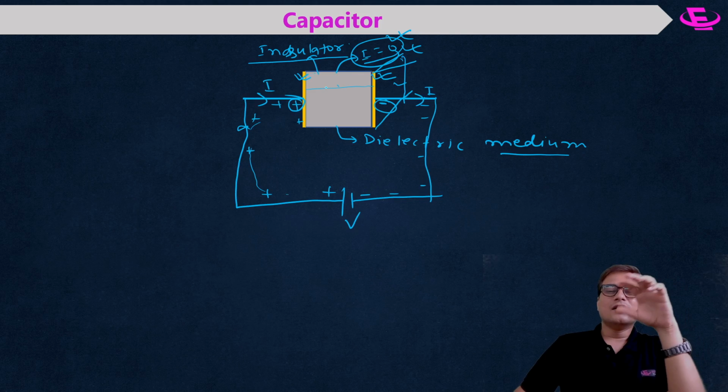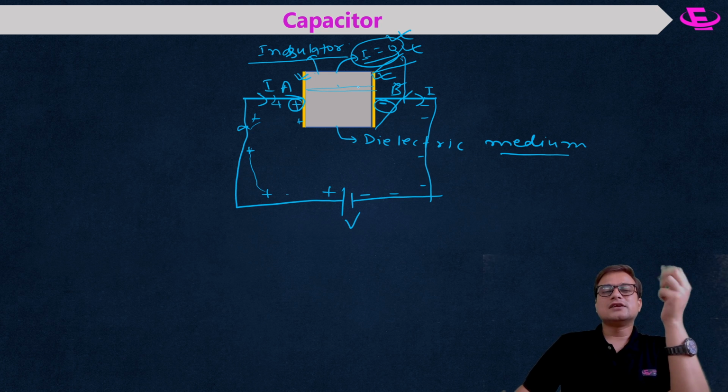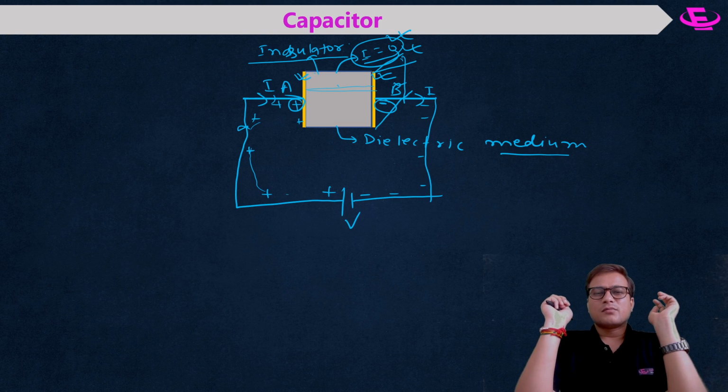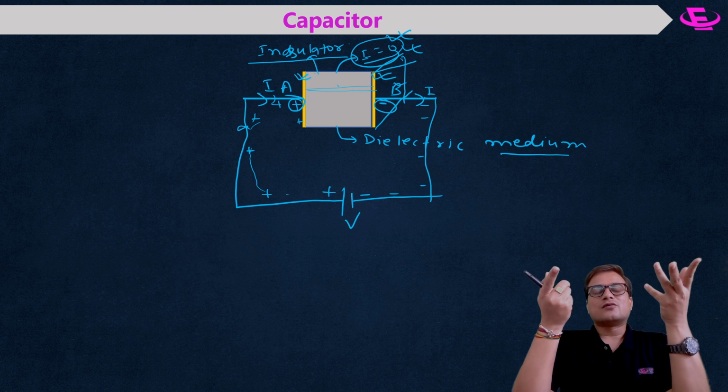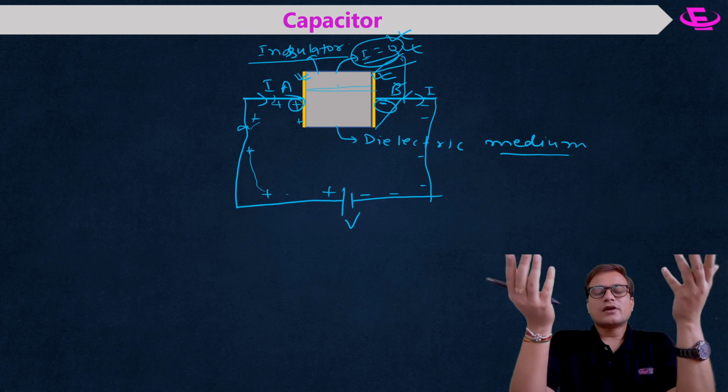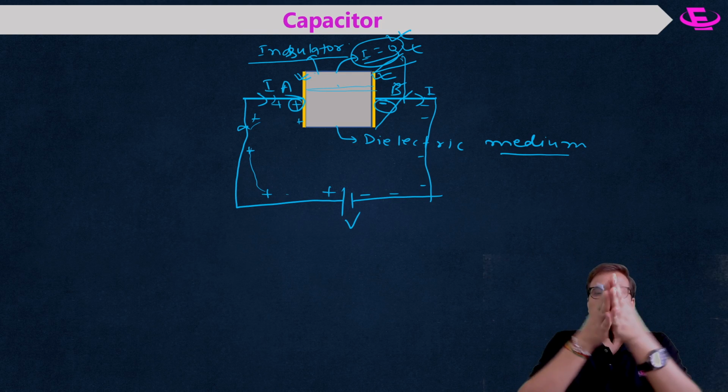So what happened? Maxwell came and he started thinking on this. He thought, how is it possible that there is current at point A, there is current at point B, but there is no current inside this one? He thought that it cannot be possible. There must be some current. But what was the main reason? Since this is the insulator, how can you say that movement of charge is possible?